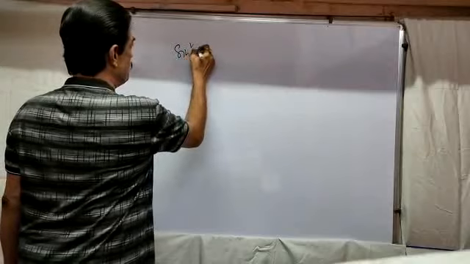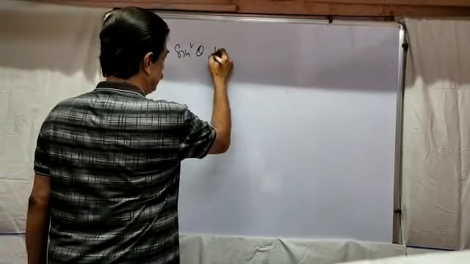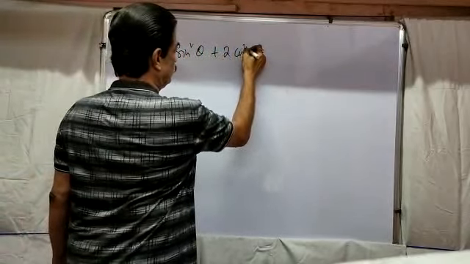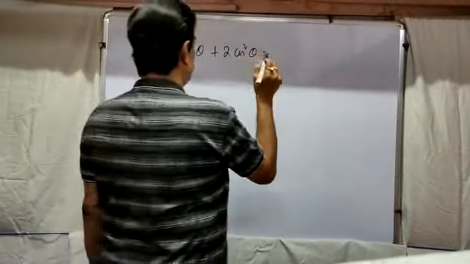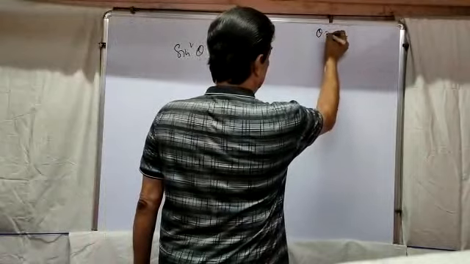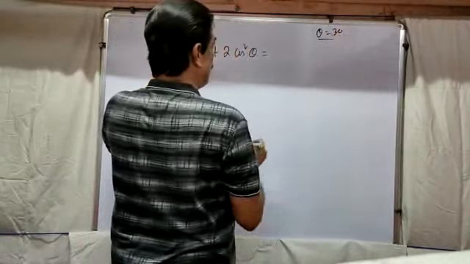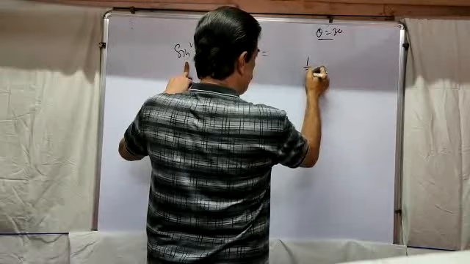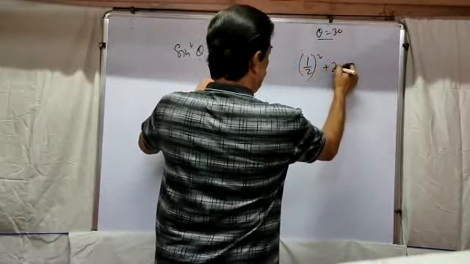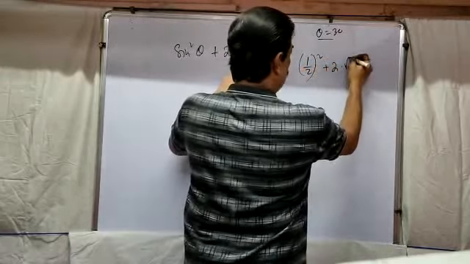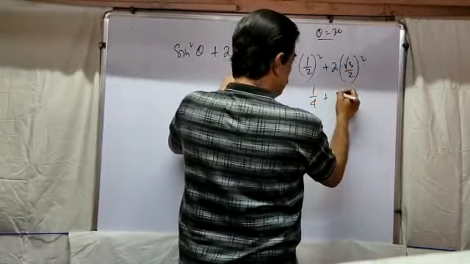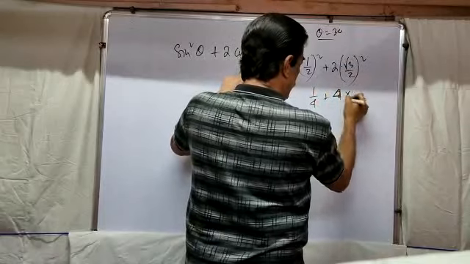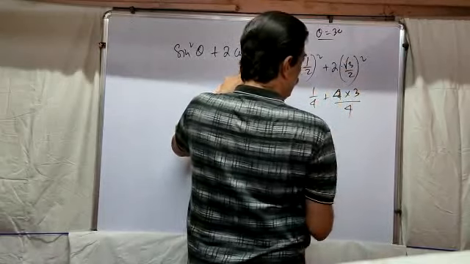I just want to give an illustration. Say sin square theta plus 2 cos square theta equal to something. Say I just take a problem. If I say theta equal to 30, what is the result? Sin square 30, sin 30 equal to half, squared, plus 2 into cos 30, root 3 by 2, so root 3 by 2 whole square. Your result is 1 by 4 plus 4 into 3 by 4.